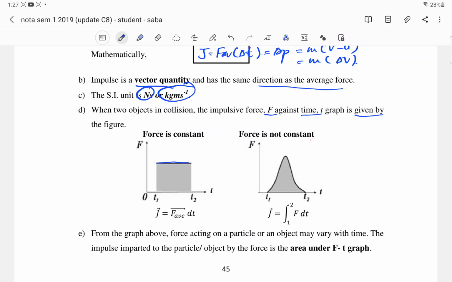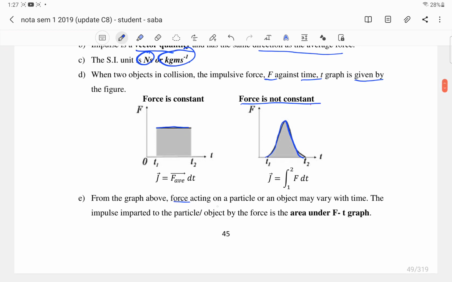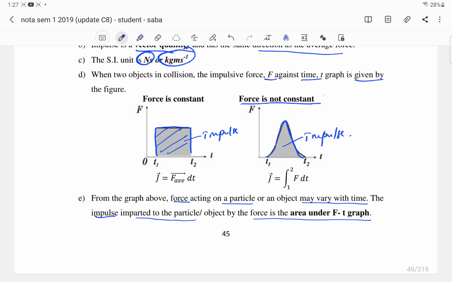This is for the constant force, and this one is the force that is not constant. We will draw a graph like this. From the above graph, the force acting on the particle may vary with time. The impulse on the particle is the area under the graph of F. So this area under the graph, we name it as impulse. This one is also impulse. This one is for the force not constant. This one is for constant force.